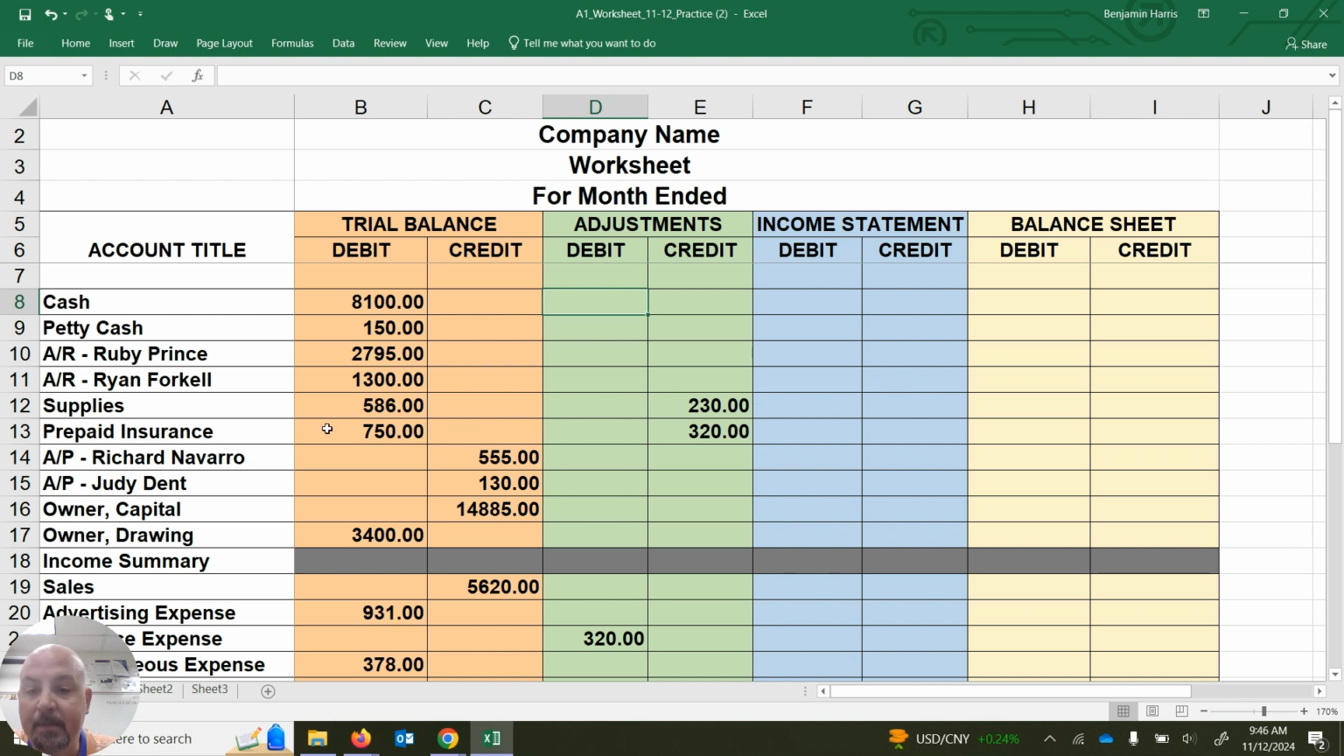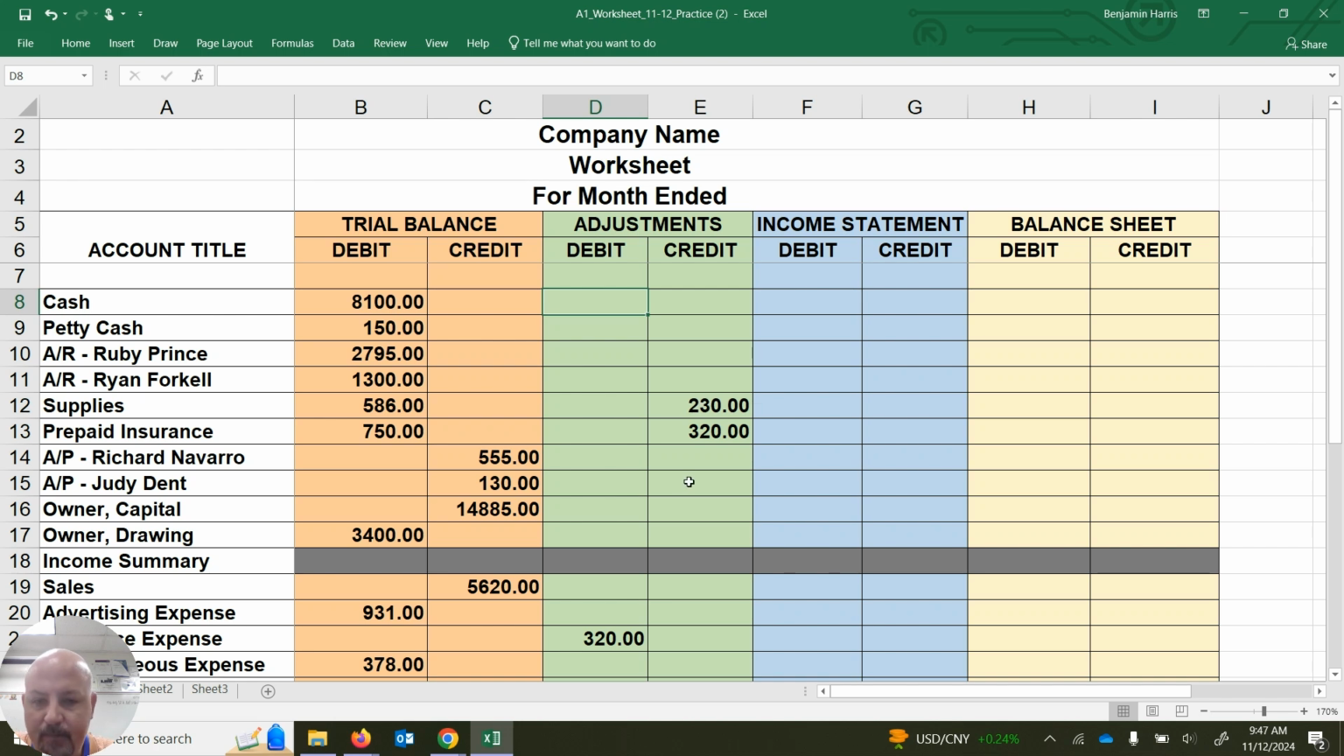Same thing here with prepaid insurance. Some expires. Insurance always expires, and we have to rebuy more. So we had $750 accumulated of insurance, but in this month we lost $320 worth. So the total amount that we had is a debit, but when we take value away from those accounts, when we reduce them, we're going to put it in the credit column here.